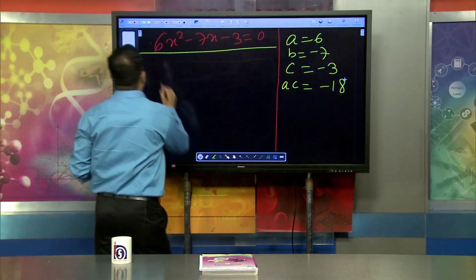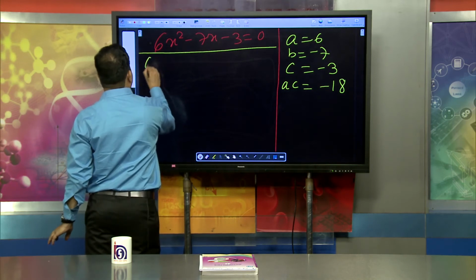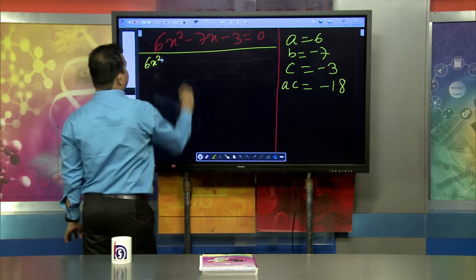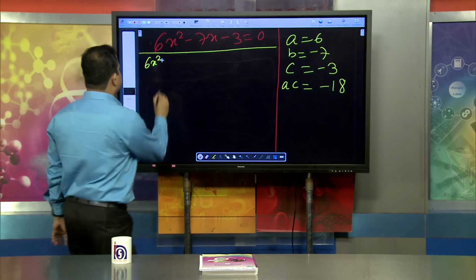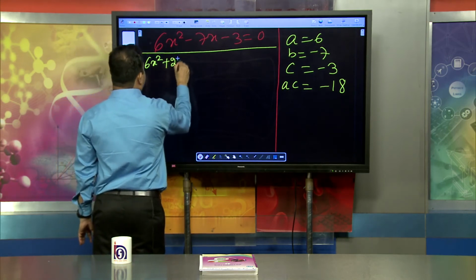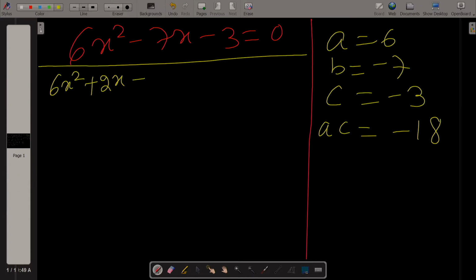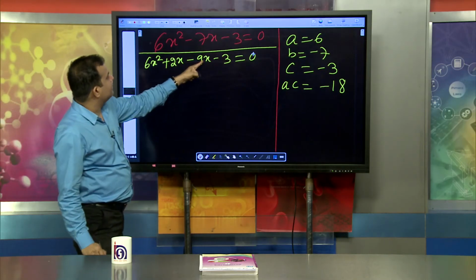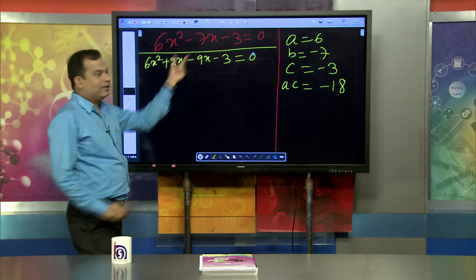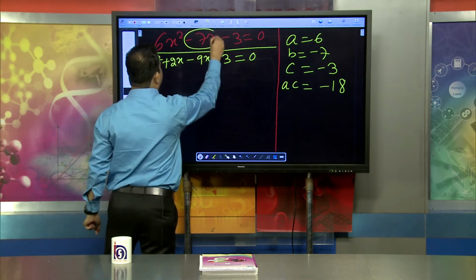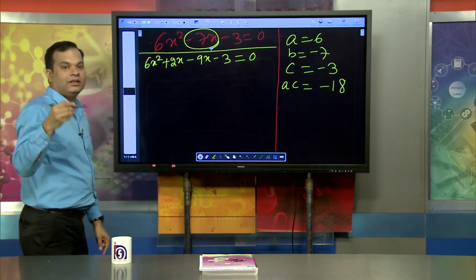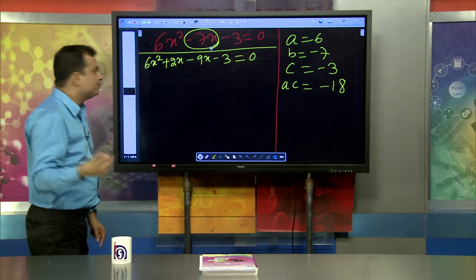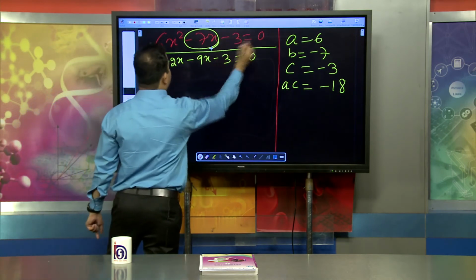So, what we will do here, I can write 6x square minus 7x as 6x square plus 2x minus 9x minus 3 equal to 0. Am I correct? Because plus 2x minus 9x will be minus 7x. I just split minus 7x, because this is known as splitting the middle term.